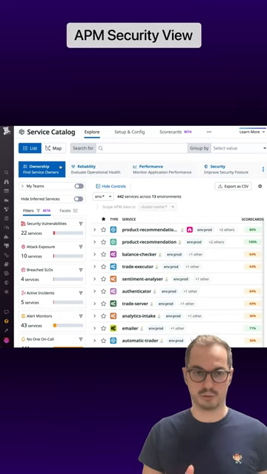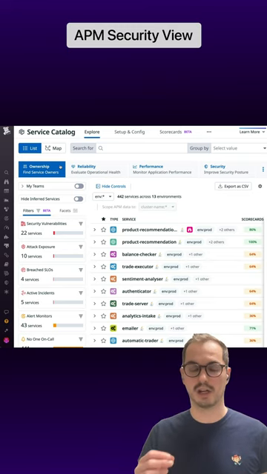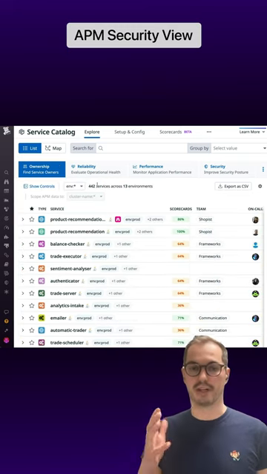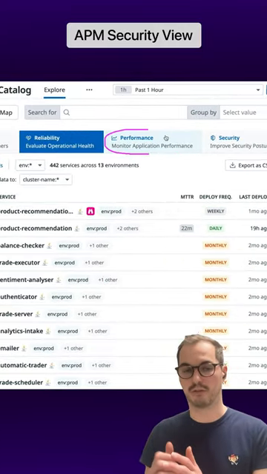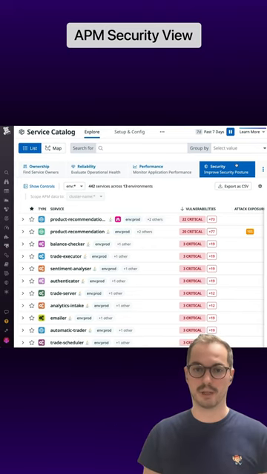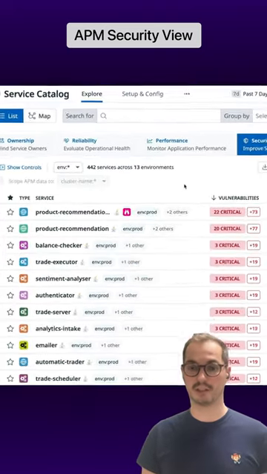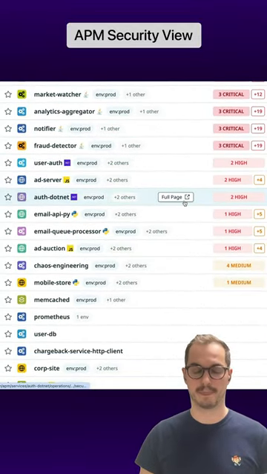APM Security Views automatically populates the service catalog with an inventory of your security risks, alongside important information about the ownership, reliability, and performance of your services. Combining vulnerability and attack information, engineering and security leaders have an overview of their application security posture.